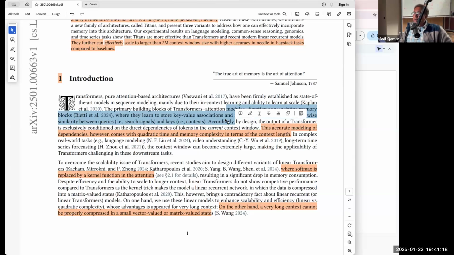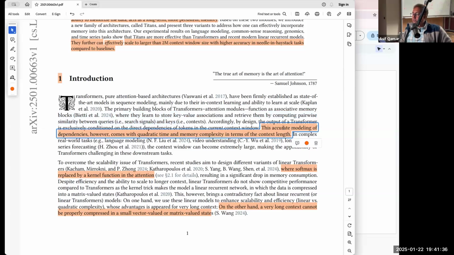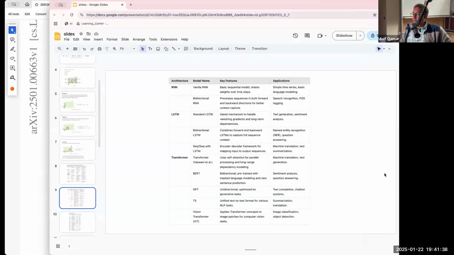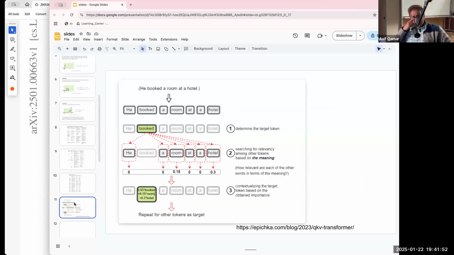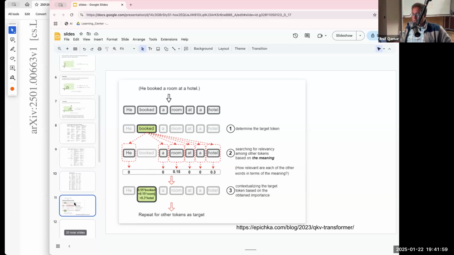I tried to convey a little bit in the overview, like it has a K in QKV, and that's what they are trying to mention here. And then the accurate modeling of the dependency, however, comes with quadratic time and memory complexity in terms of the context length. Let me explain that one more time. This is a very key aspect of the paper. And the way I'm going to explain that is with a couple more diagrams. So again, we are going a little bit into the transformer architecture. Here I'm going to explain only in brief. You're again welcome to look at other materials.